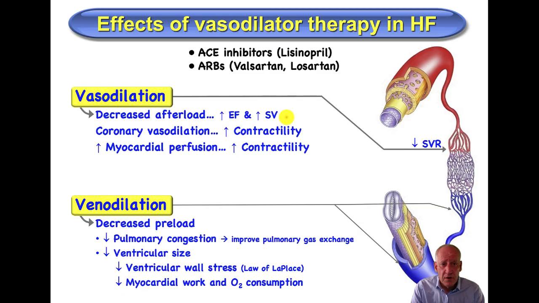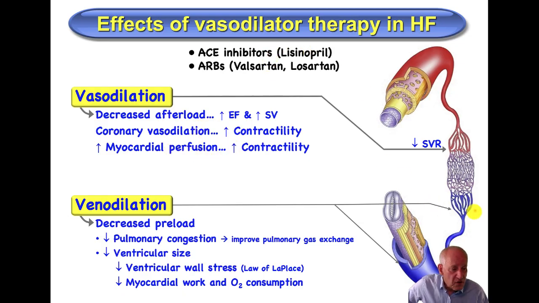Vasodilators are an important component of heart failure therapy. These include ACE inhibitors like lisinopril and angiotensin receptor blockers like valsartan and losartan. These drugs, by opposing angiotensin II, will act as vasodilators. The reduction in systemic vascular resistance will decrease arterial pressure and afterload, and this will improve ejection fraction and stroke volume. They will also cause a mild coronary vasodilation, which will improve myocardial perfusion.